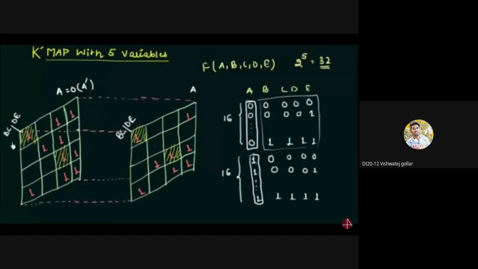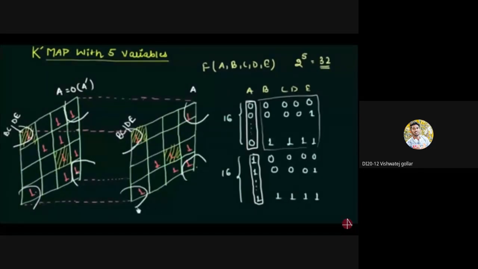So let's start grouping. As you can see, these are the same. Here 1 and 1 are there, 1, 1, 1 and 1. So in both maps, on the extreme corners there is 1. So I can group these ones in this way.